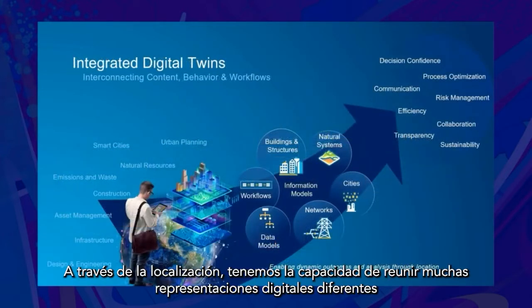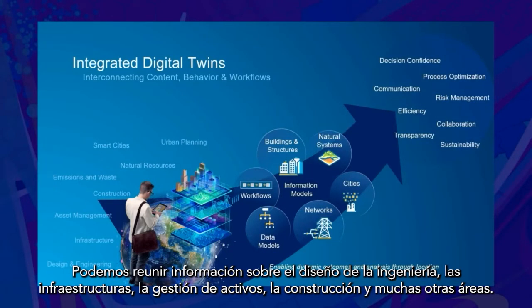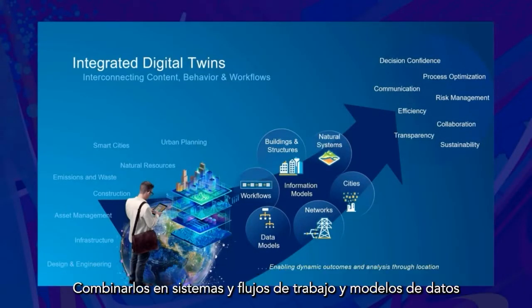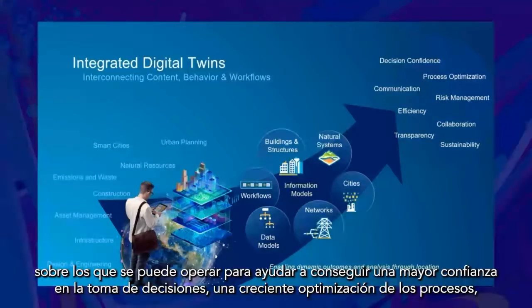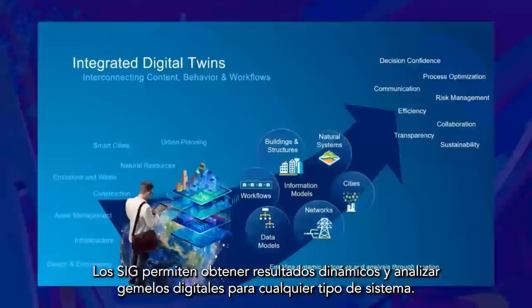Through location, we have the ability to pull together many different digital representations of real-world assets and natural systems. We can pull together information from design and engineering, infrastructure, asset management, construction, and many other areas, combine them into systems and workflows and data models upon which you can operate to help achieve higher confidence in decision making, better process optimization, better risk management, and to target goals such as increased transparency, higher efficiency, and even sustainability. GIS enables dynamic outcomes and analysis of digital twins for any type of system.